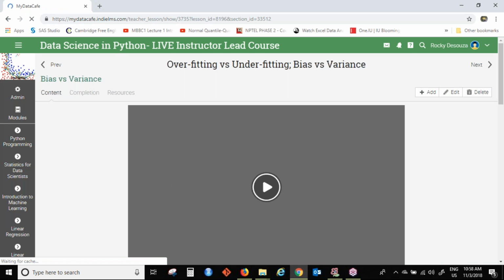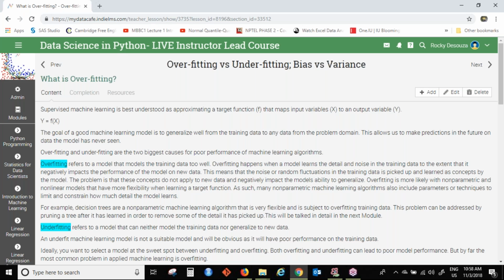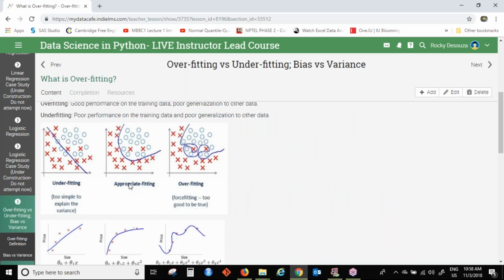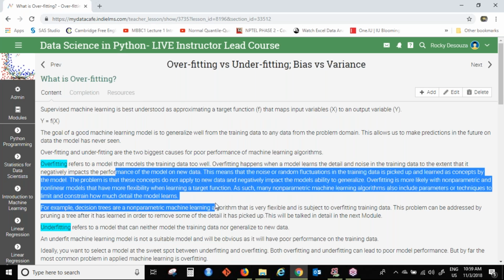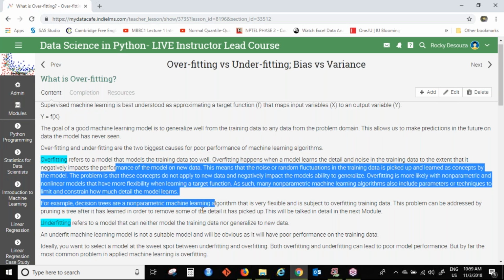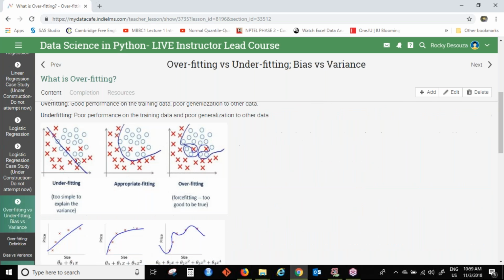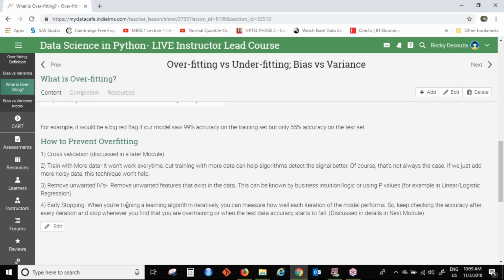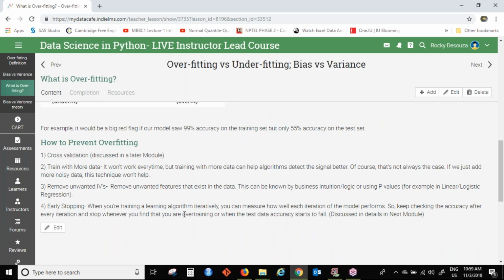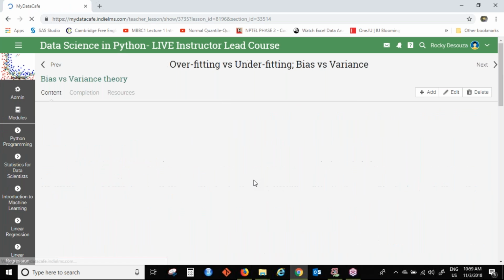I have a lot of other reading material which I have taken from the internet. So there's a lot of reading material. What is overfitting, what is underfitting, with graphs it is shown, how to prevent overfitting, all of this is covered. Okay, so read these guys.